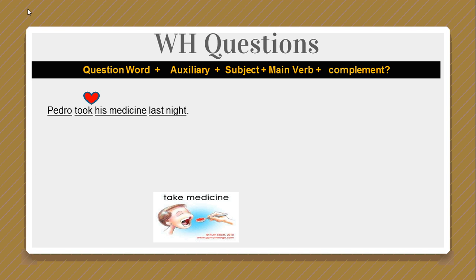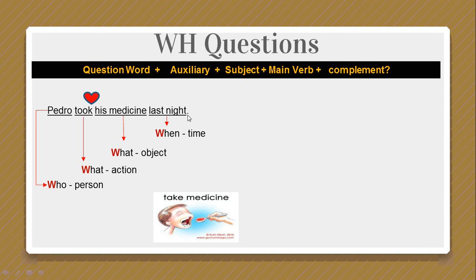Good. So for WH questions, we follow the formula: question word, auxiliary verb, subject, main verb, and complement. Here we identify the WH words. Who for the person, what for the action, his medicine is what for the object, and last night is when for time. So we have 4 questions: 3 object questions and 1 subject question.